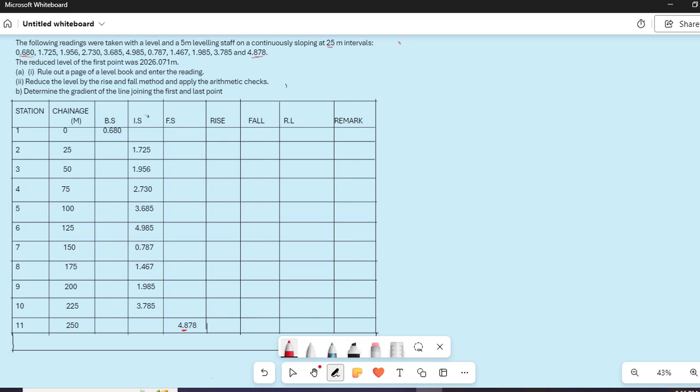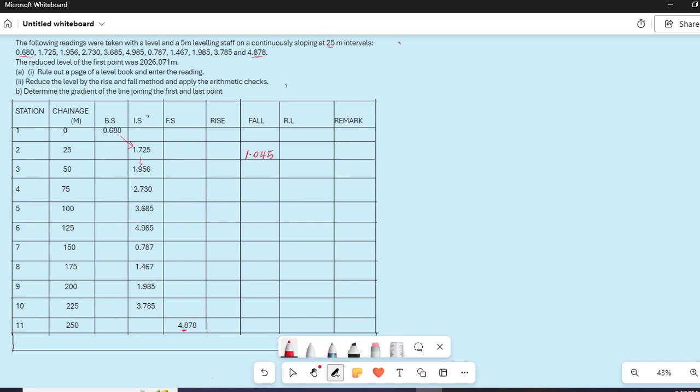So with this we are now able to reduce the levels because I've already booked my backsight, the intermediate sights and also the foresight. So we are going to deduct the backsight from the intermediate sight, and then each intermediate sight from the next consecutively up to the end. So we start with 0.680, we deduct 1.725. This is a negative 1.045. Anytime we get a negative, that is a fall. Anytime we get a positive, it is a rise. So this is a fall of 1.045.